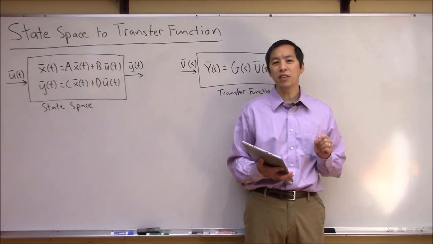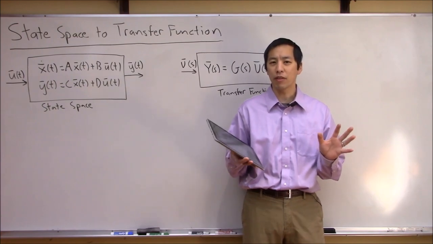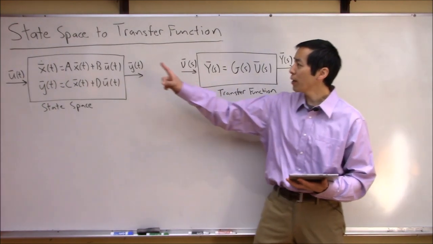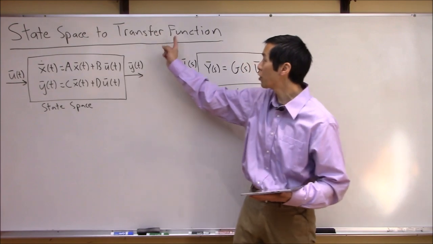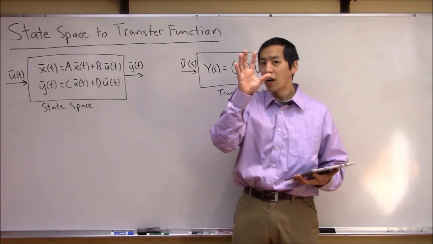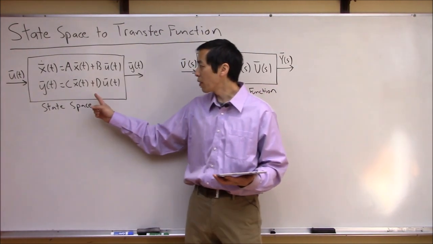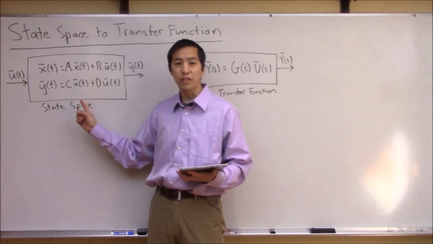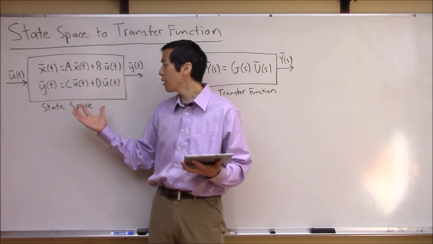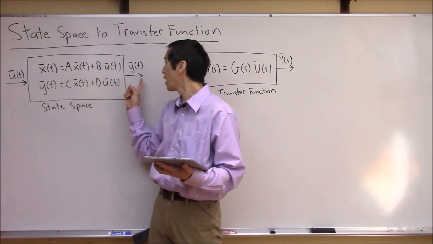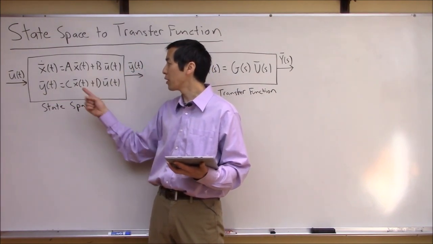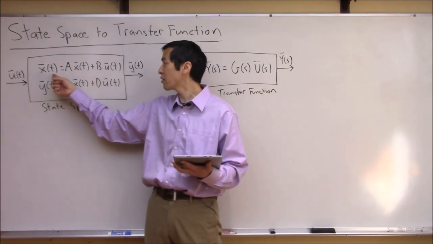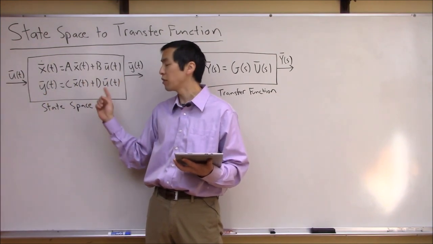So today I want to continue our discussion on modeling dynamic systems, and in particular I want to talk about going from a state-space representation to a transfer function representation. Just as a quick level set, remember, a state-space representation of a system is basically a dynamic model where you have inputs u and outputs y, and that input-output relationship is governed by your standard x dot is equal to ax plus bu, y is equal to cx plus du.